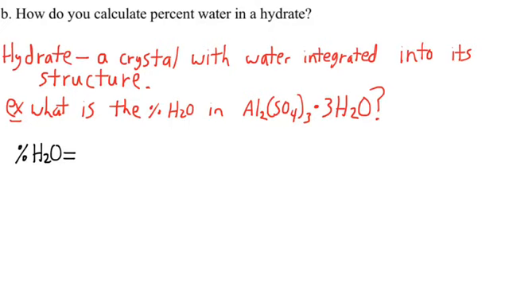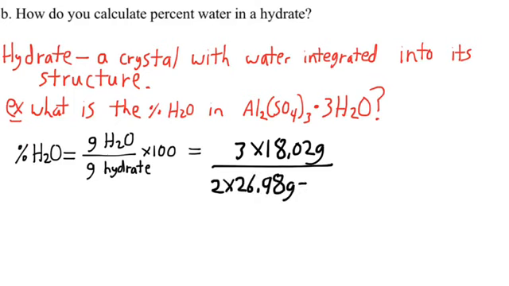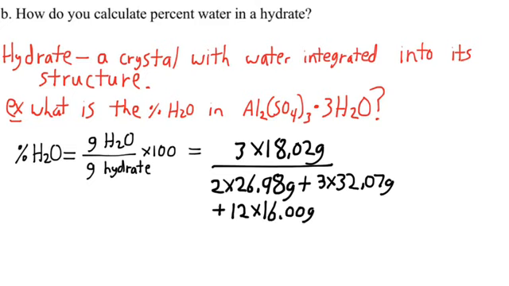So here's how we would do it. The water, there's 3 of them. We added up in the previous problem. It was 2 hydrogens and oxygen is 18.02. And then the whole thing is the 2 aluminums plus 3 sulfurs. I'll come back to the subscripts. Plus 12 oxygens. Plus the 3 waters, because that's part of the compound also.